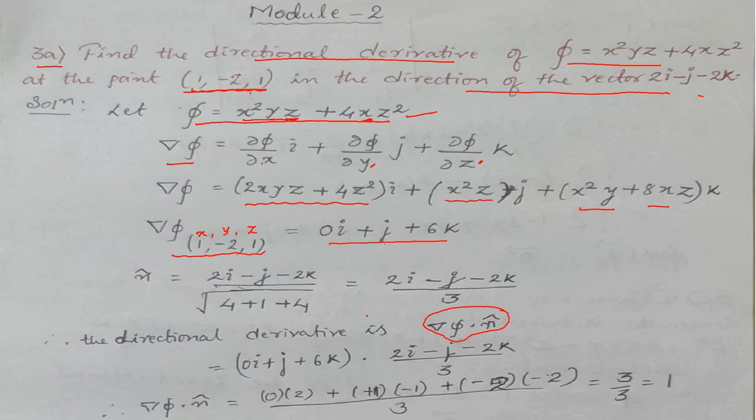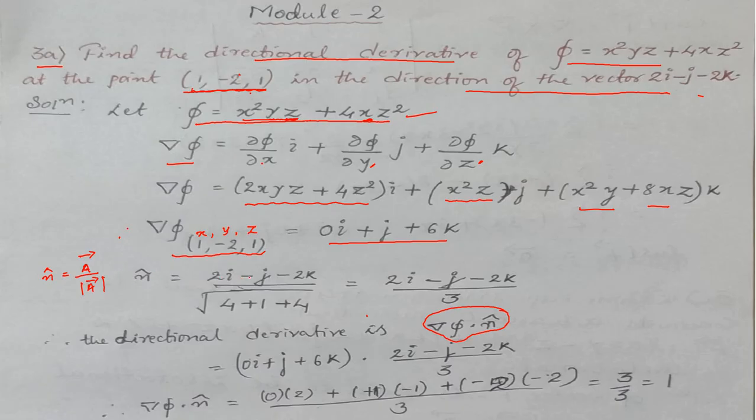So it depends on the point. Then I am going to find out n cap. N cap is given by, consider any vector. Here I will define this given vector as vector a, divided by the magnitude of that vector. We require to find out n cap as the given vector divided by the magnitude of that vector.